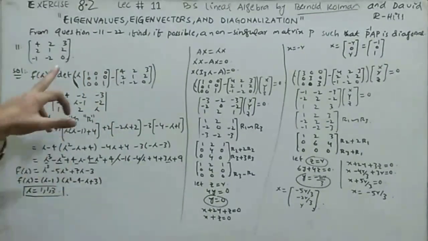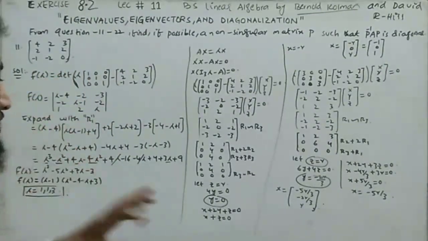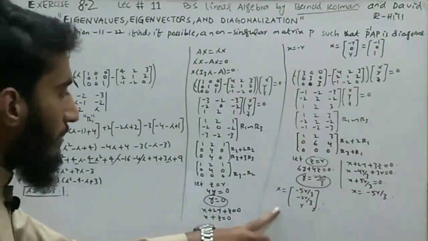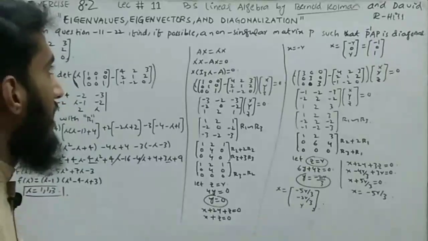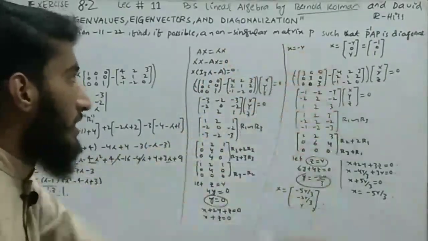Remember, the given matrix is a 3 cross 3 order matrix. We need 3 eigenvectors, not 2 eigenvectors. So this theorem also fails. It means the given matrix is non-diagonalizable, so we are not able to find a non-singular matrix P.